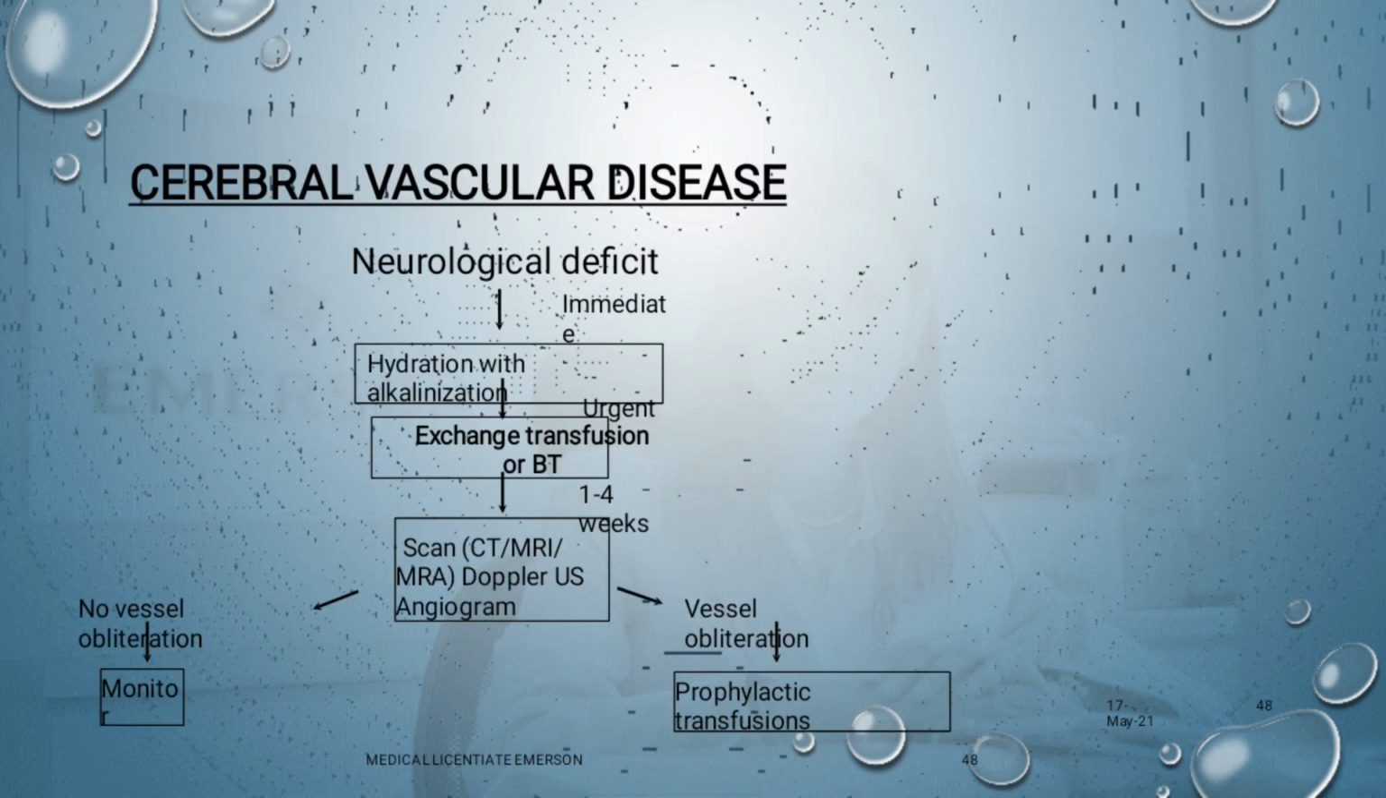Okay. Then for a CVA, of course, immediate hydration with alkalinization and exchange transfusion or blood transfusion. Then after 1 to 4 weeks, you have to do a transcranial Doppler ultrasound or Doppler ultrasound angiogram or a brain CT or MRI scan. Okay, that's how you have to do it. Then if there is vessel obliteration, you have to give prophylactic transfusion. So you can even put the patient on a hypertransfusion protocol. But if there is no vessel obliteration, then you just have to monitor.